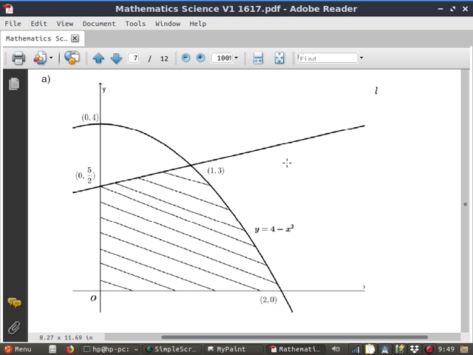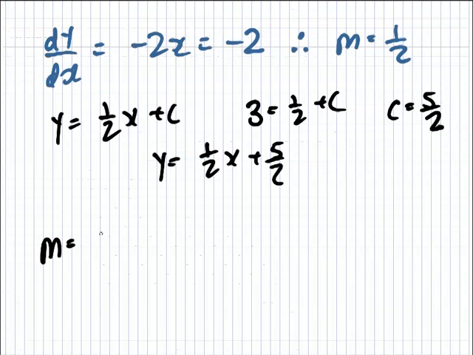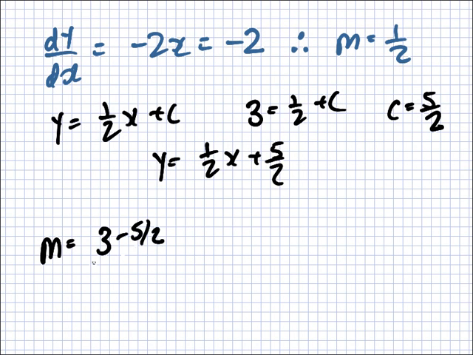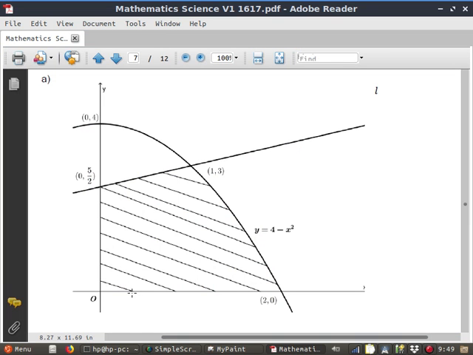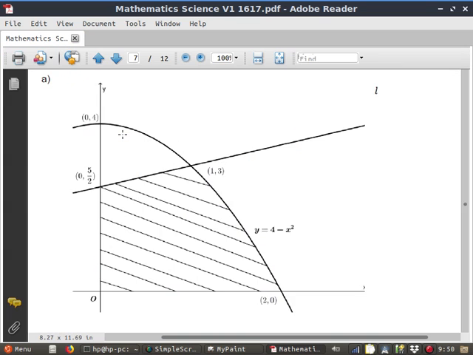Well, I suppose another way we could have done it is gotten the slope between here and show that we get a half. So we just check that. m is 3 minus 5 over 2 over 1 minus 0, a half. Yeah. So this is definitely okay. This is the normal for sure.